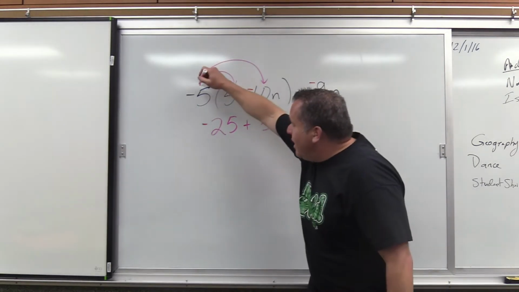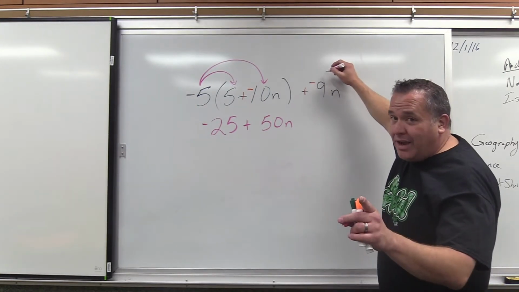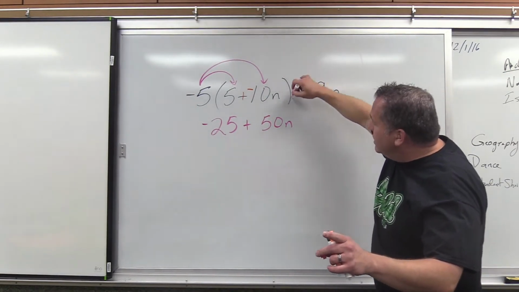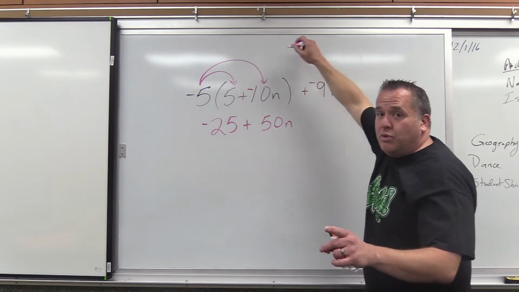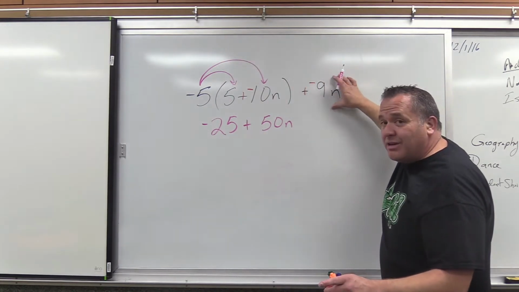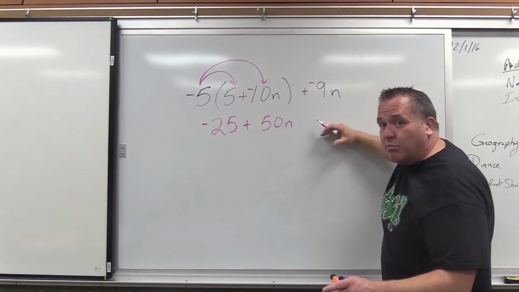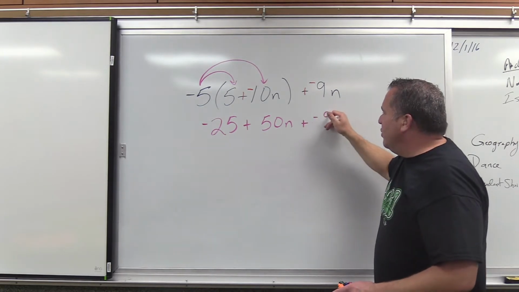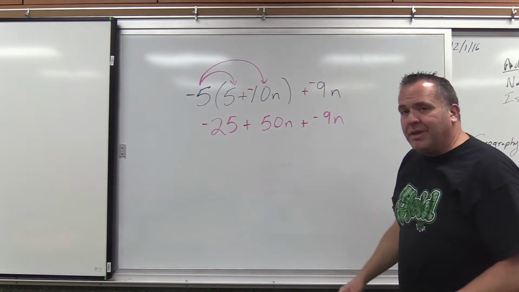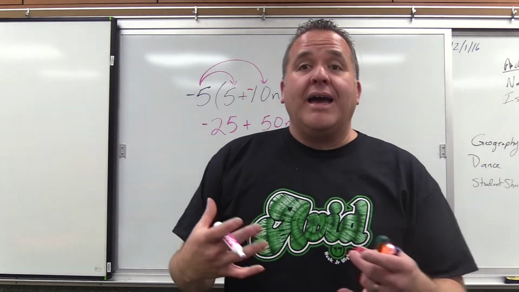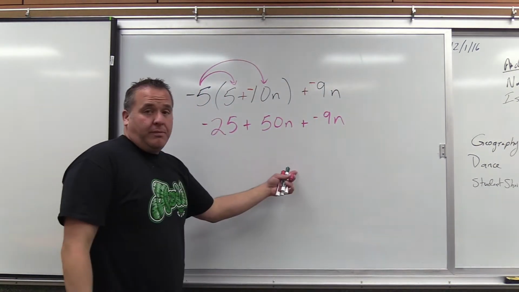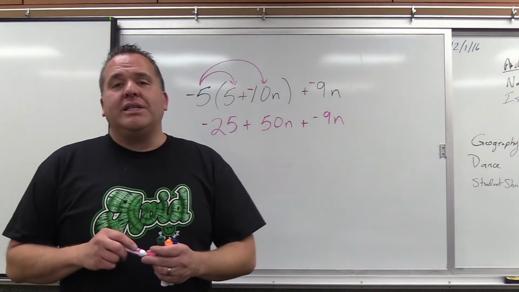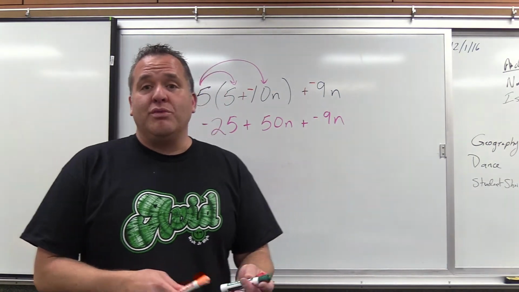Now some of y'all may try to distribute way over here, but watch out. The parentheses stop right here, so do not distribute past the parentheses. This number right here, you're just going to bring it down, like so. Now, after we do this, we have no more parentheses in our problem. So what we do next is look for any like terms we may have.